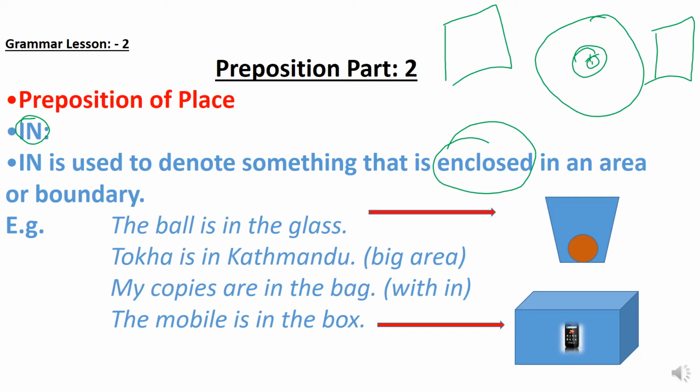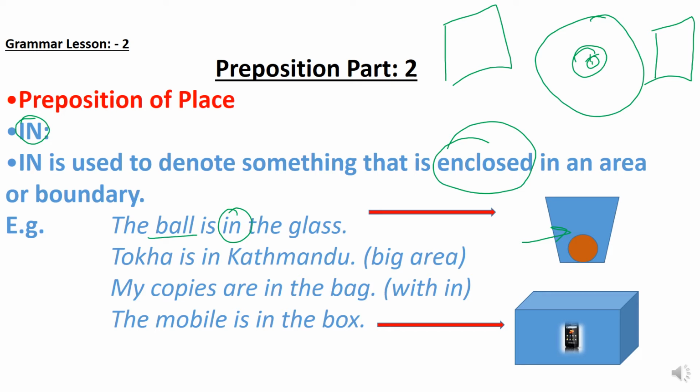So, first example, let's see here. You can see here is a glass and there is a ball in the glass. Here the ball is enclosed within the glass. So the ball is in the glass. Where is the ball? It is in the glass. The ball is in the glass.